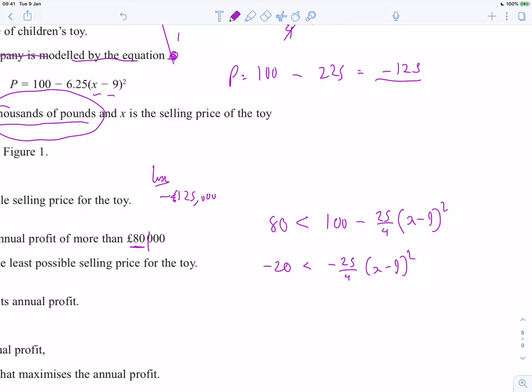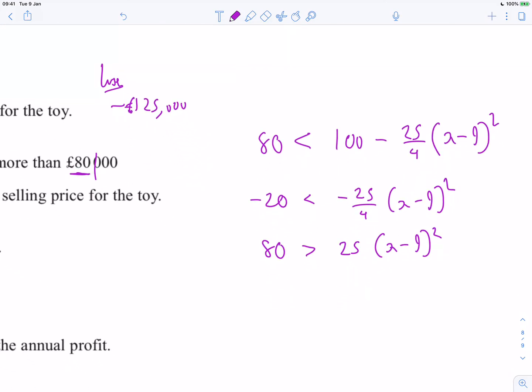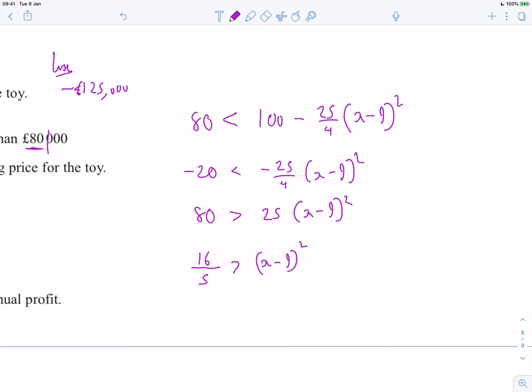If I times by minus 4, that's 80, and then that flips, 25. So minus 9 squared. And if I divide by 25, let's see, 80 is 16 fives, and that's 5. So x minus 9 all squared is less than 16 over 5.